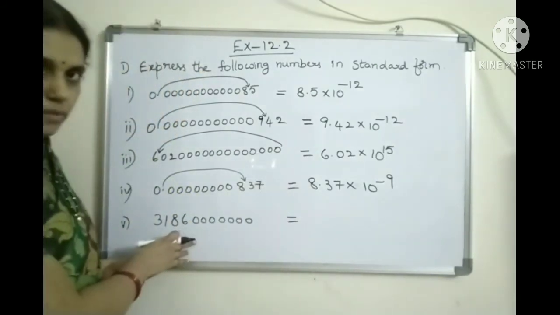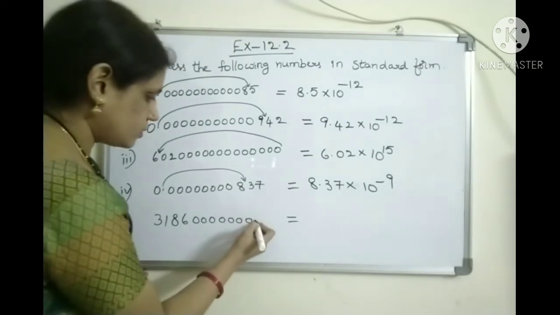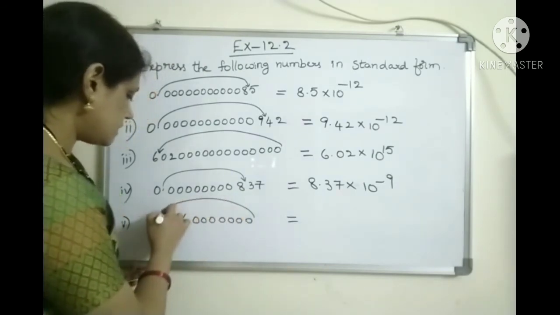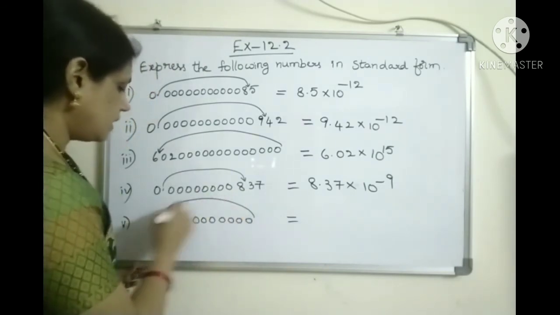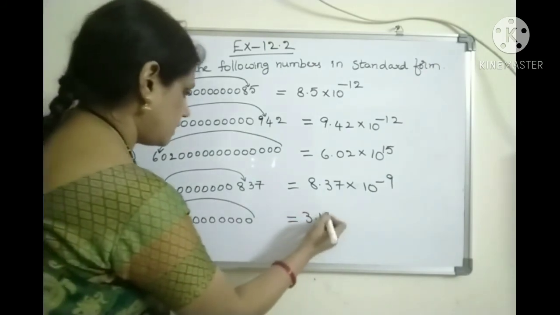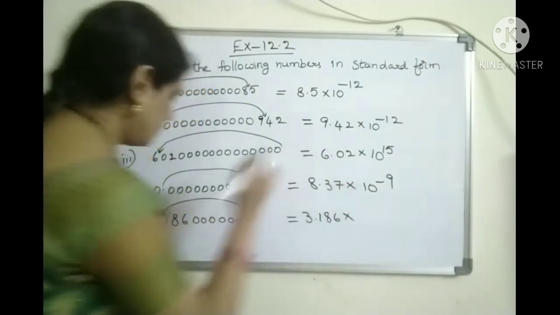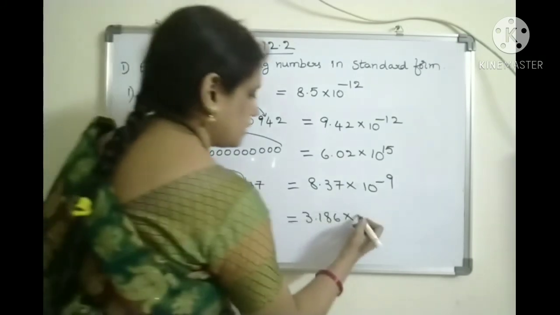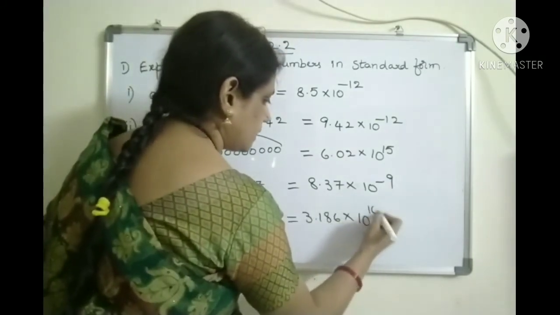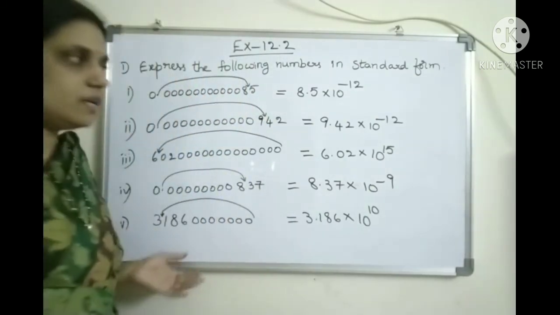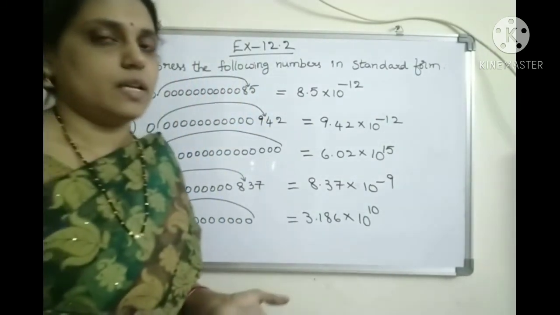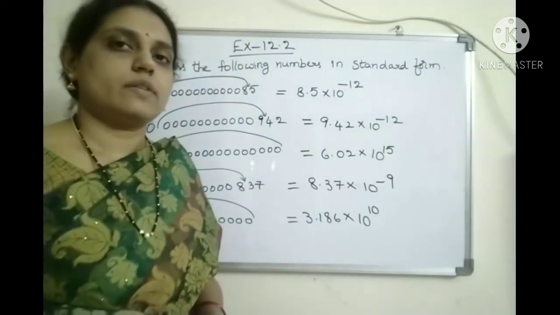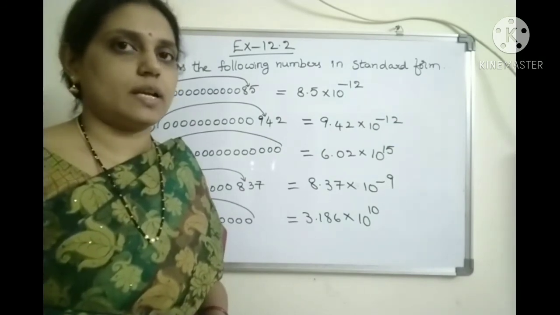Again, this is a large number. So here we can assume the decimal. So how many places it moved? The decimal we see, 3.186 into 3, 6, 9, 10. So 10 to the power 10. So in this way we can express large numbers as well as very small numbers in standard form.